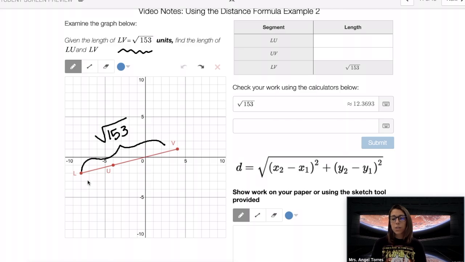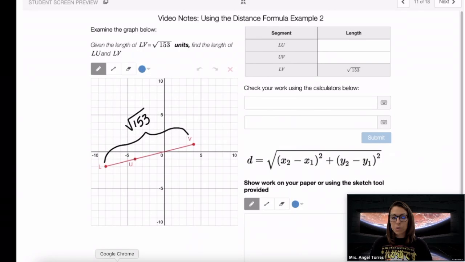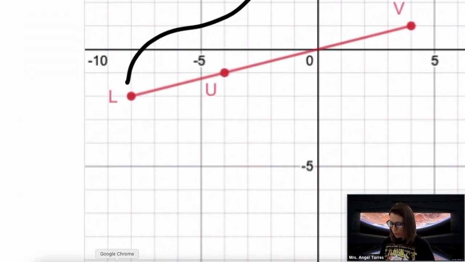Now, just because this is irrational doesn't mean that we can't find the other two. What we need to do is apply the distance formula to find the length of LU and the length of UV, which will be irrational. And then we can use this calculator to double check our work. So we're going to do just that. Let's start by finding our coordinates.